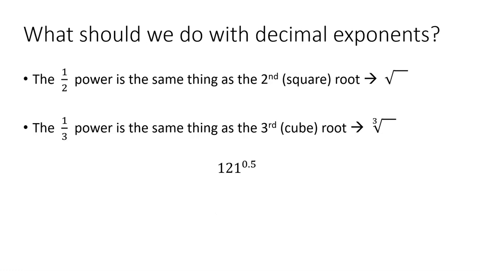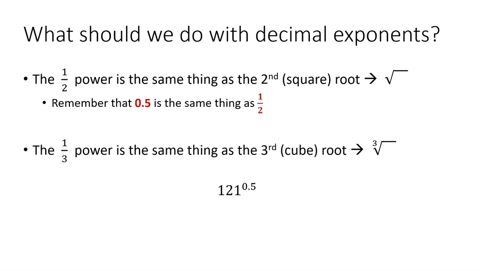Ooh, a decimal. What should we do with decimal exponents? 121 to the 0.5 power. Well, remember, 0.5 is the same thing as 1/2. So we can write this 0.5 as 1/2. Now we can see it's 121 to the 1/2 power. That's the square root of 121, which is 11. You try this one, 49 to the 0.5 power. Pause the video if necessary. 49 to the 0.5 power simplifies to 7.